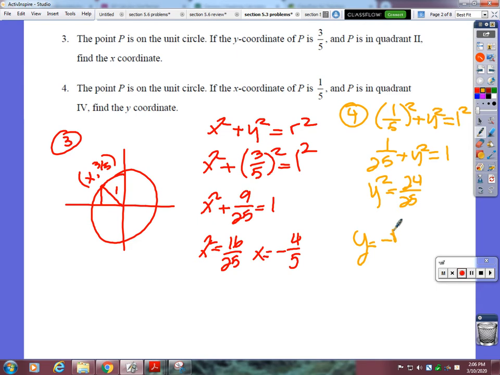Okay, so it's the square root of 24 all over 5. But before you throw up the deuces there, you can simplify the square root of 24. Right, 4 times 6, so then this works out to be 2 root 6 over 5. Okay? Any questions on those two?